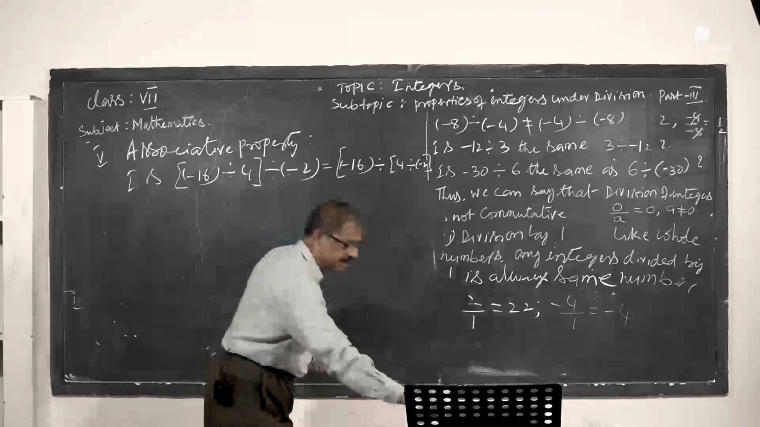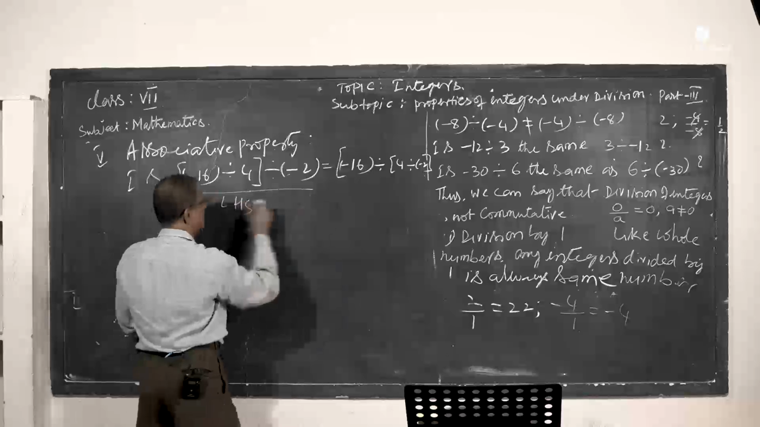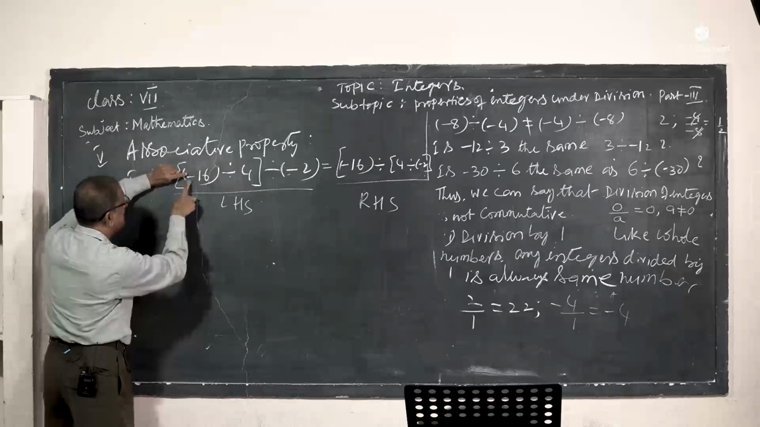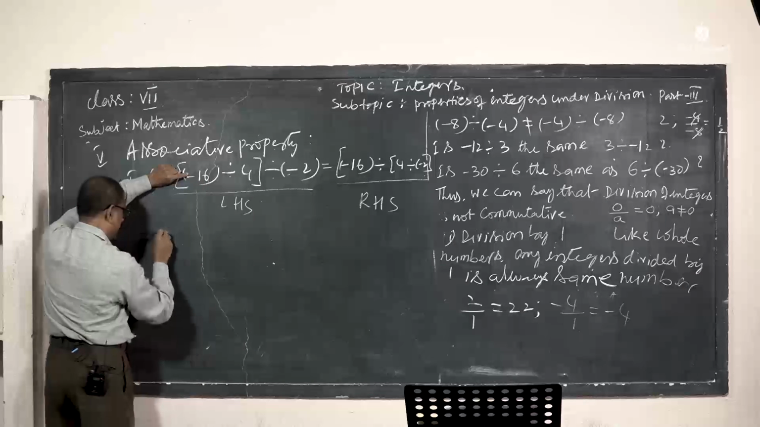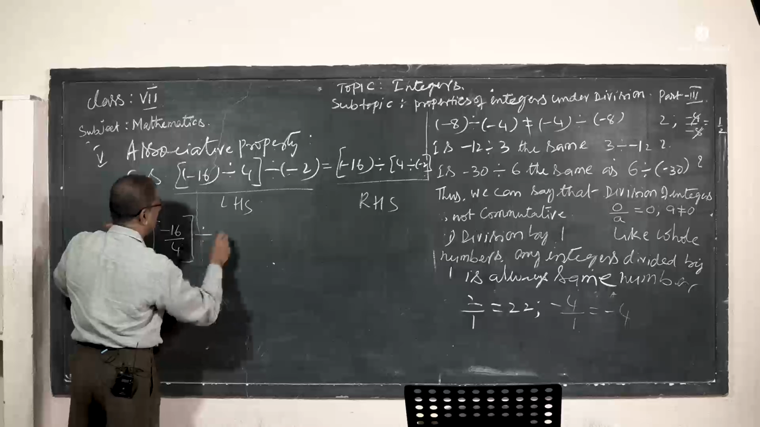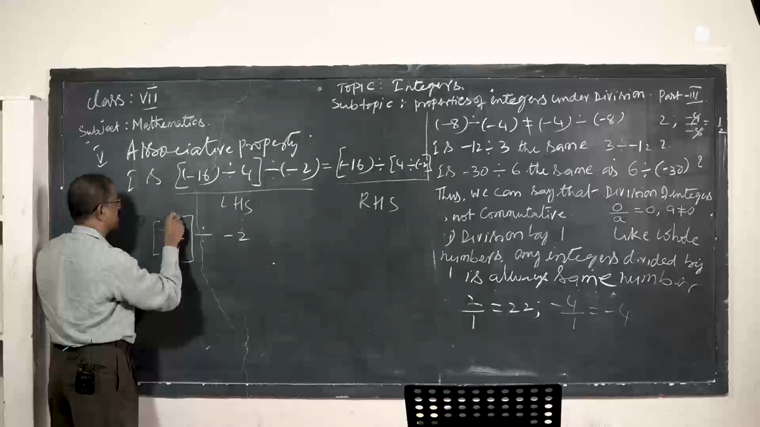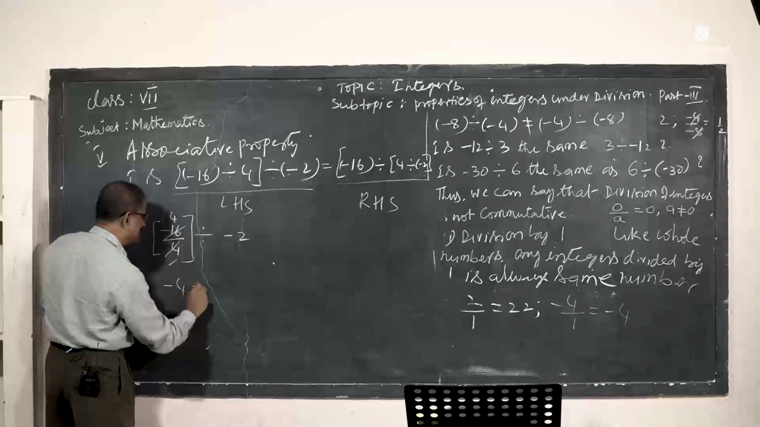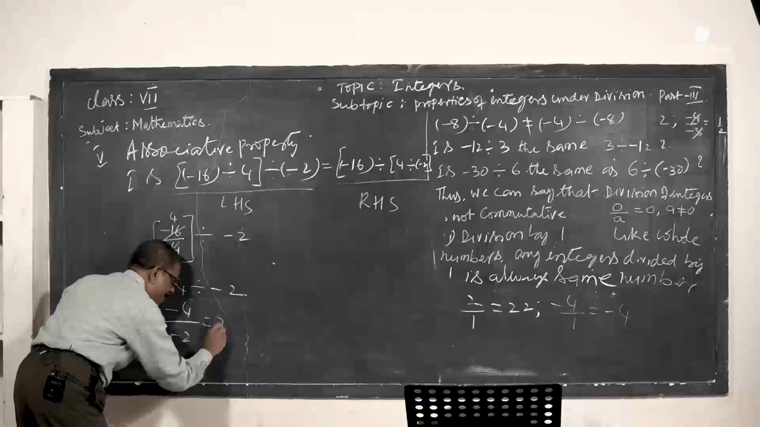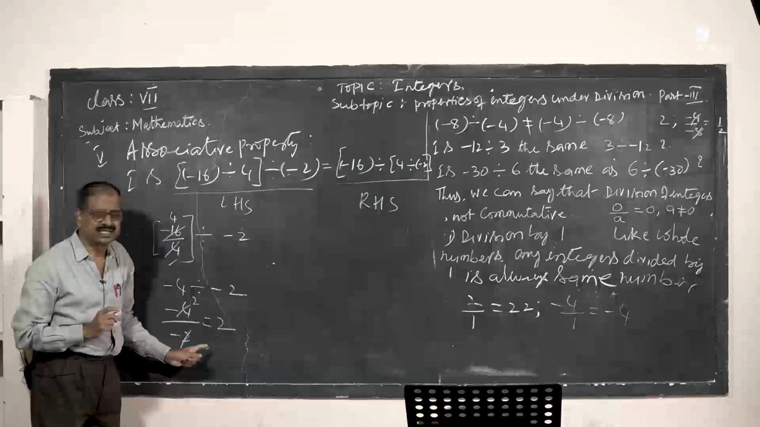One by one, first we'll consider the left hand side, LHS, and this is the right hand side. First, minus 16 divided by plus 4. So minus 16 divided by 4, and this is divided by minus 2. Four ones are 4 and 4 fours are 16. So I got minus 4 divided by minus 2, which is equal to plus 2. So on the left hand side, we got 2.